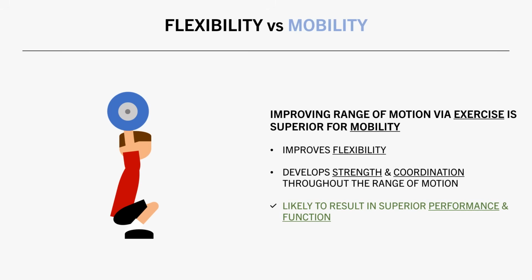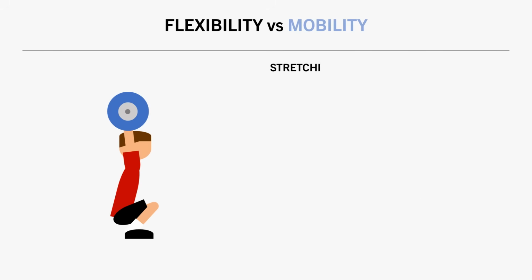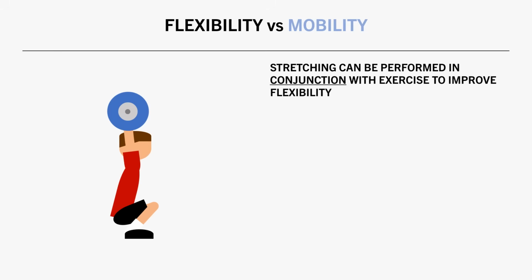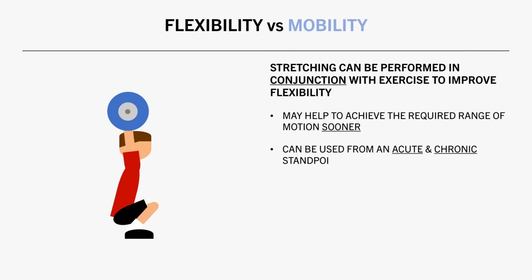So your overall performance, function, and strength are likely to be superior via exercise-induced mobility gains rather than stretching alone. That being said, stretching can be used in conjunction with exercise in order to achieve a desired range of motion. If you don't initially have the flexibility to achieve a specific position required for your sport or exercise, then stretching may help you get there faster. And this can be applied from both an acute and chronic standpoint. You might stretch before exercise for the acute effects of being able to get into a certain position so that you can competently perform the exercise.